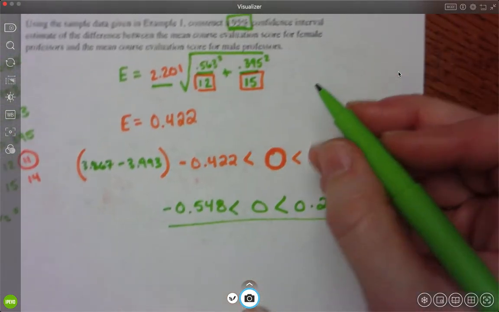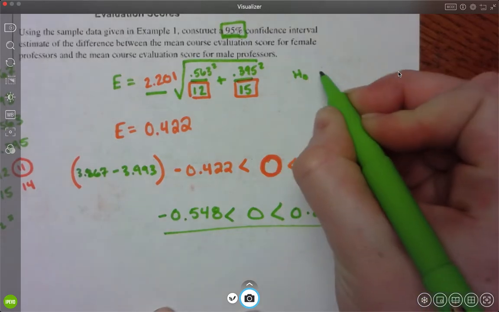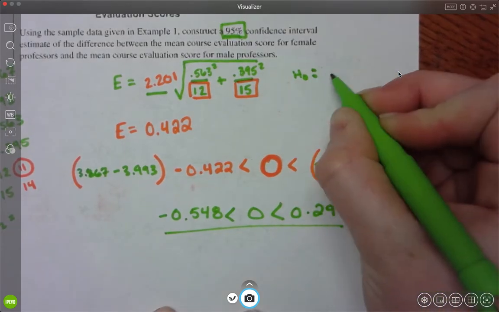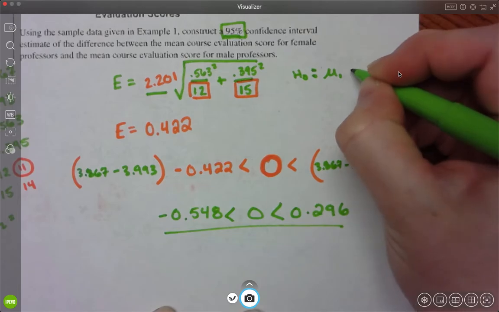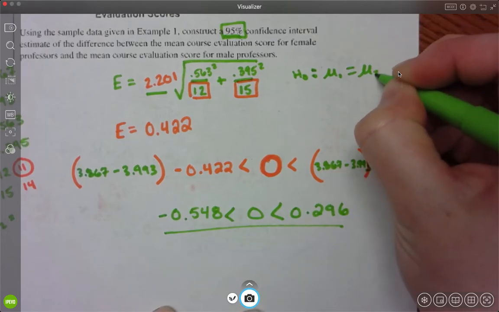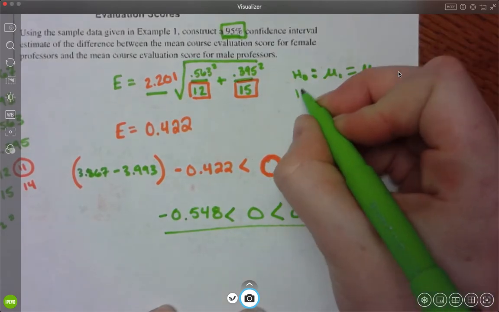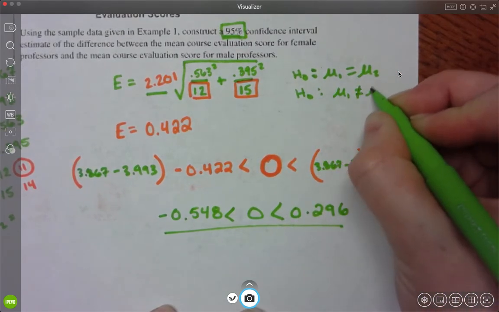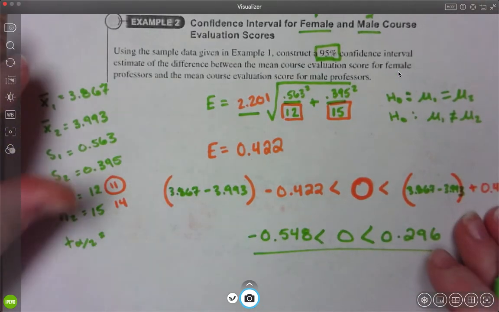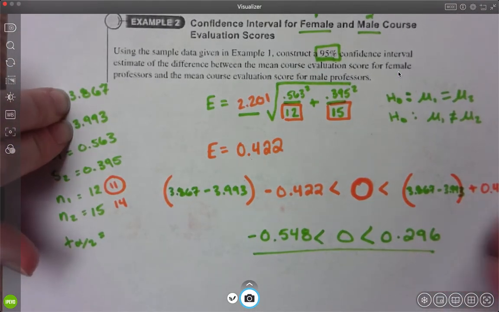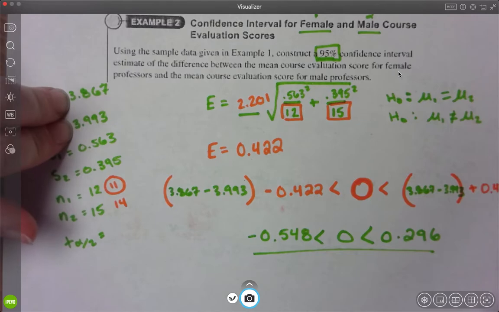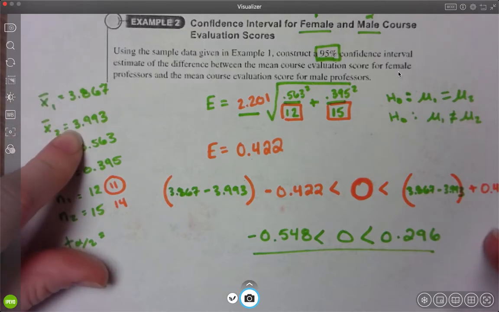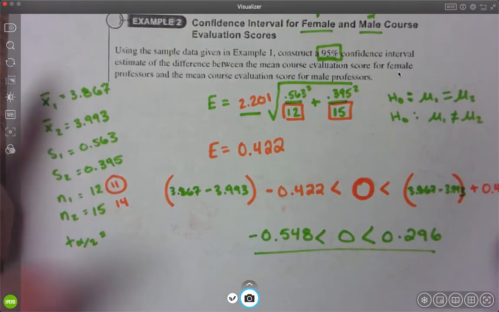I'm going to bring my null hypothesis over from the other side. My null hypothesis was that the average for the females was equal to the average for the males. My alternative hypothesis was that the averages were different. Even though the averages technically are different, 3.867 is different from 3.993, the question is, are they different enough to say they are significantly different? Or was it just kind of a fluke this time that the guys got a higher score than the girls?